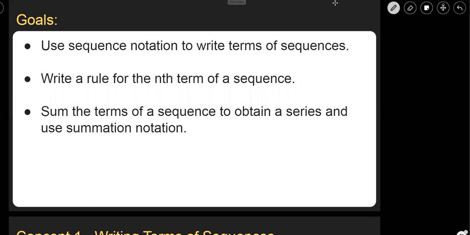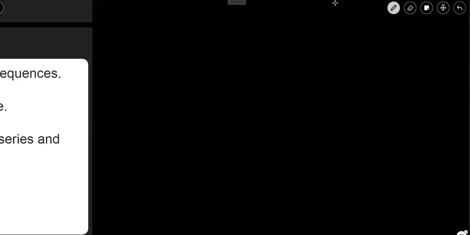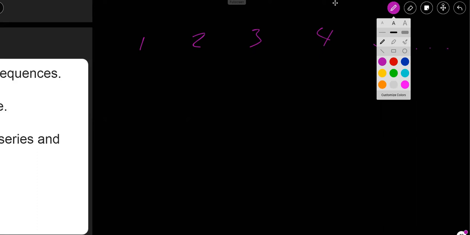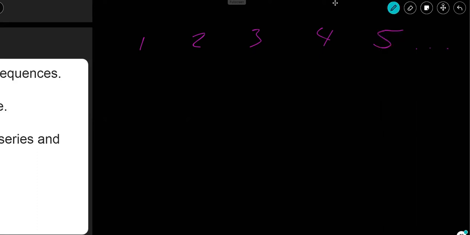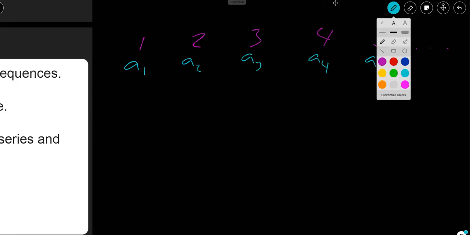So if you recall, 8.1 was about using sequence notation to write terms of sequences. Just as a quick review, terms of the sequences, remember we got the first position, second position, third position, fourth position, and so on. And in each position, there is a value. So the value of position 1 we call A1, the value of position 2 we call A2, A3, A4, and A5. This is in general terms.